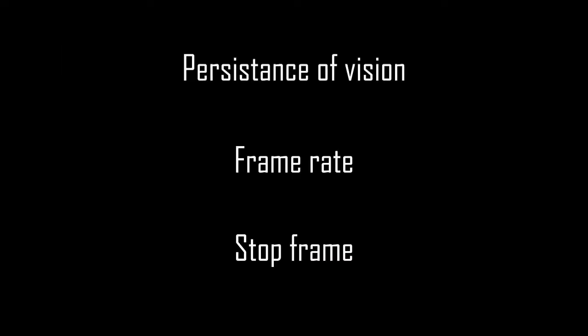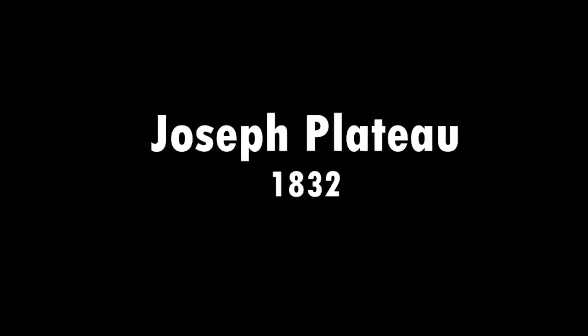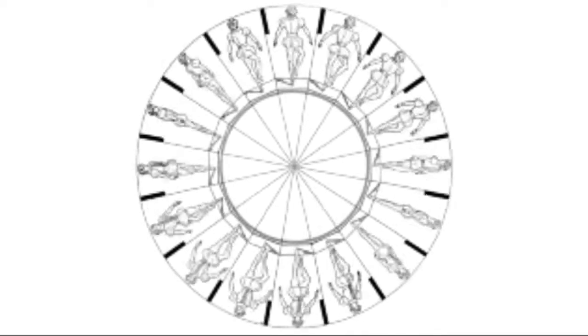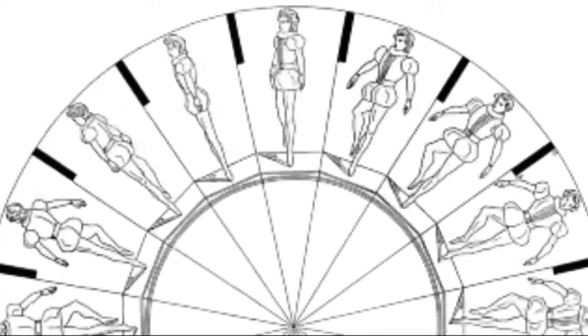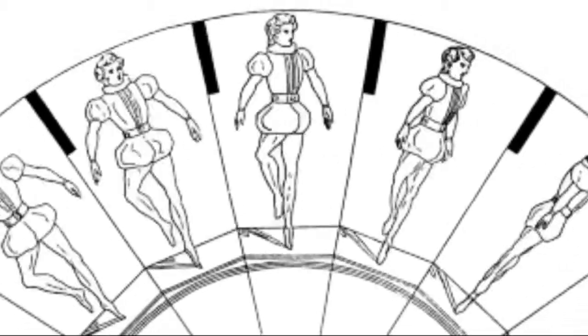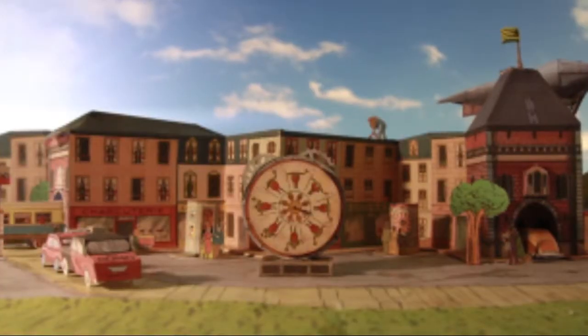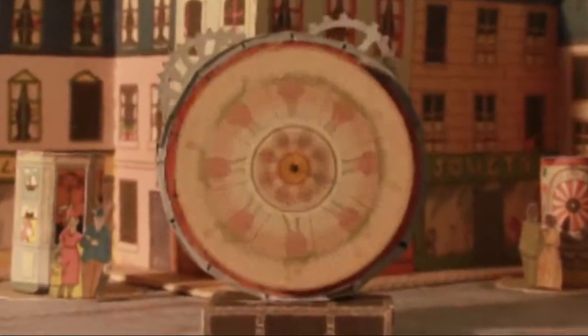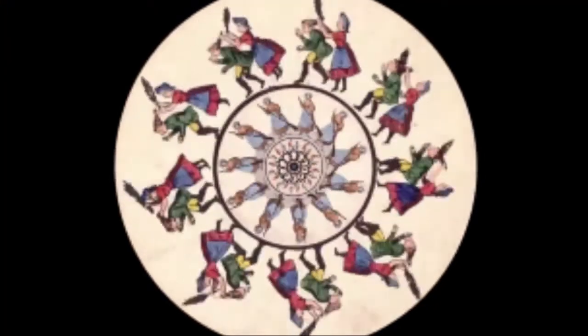Now that you know the basics of animation, let's move on to the pioneers, and start right at the beginning. 1832, Joseph Plateau. Joseph Plateau was a Belgian physicist who invented the phenaketoscope. The phenaketoscope was a spinning disc that had a series of frames on them. They worked by spinning them around very fast, using persistence of vision in order to create the illusion of a moving image. It achieved huge commercial success a few years after its invention.